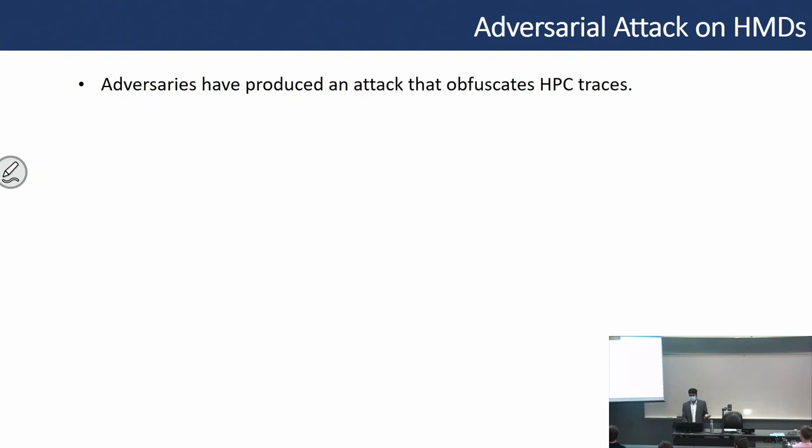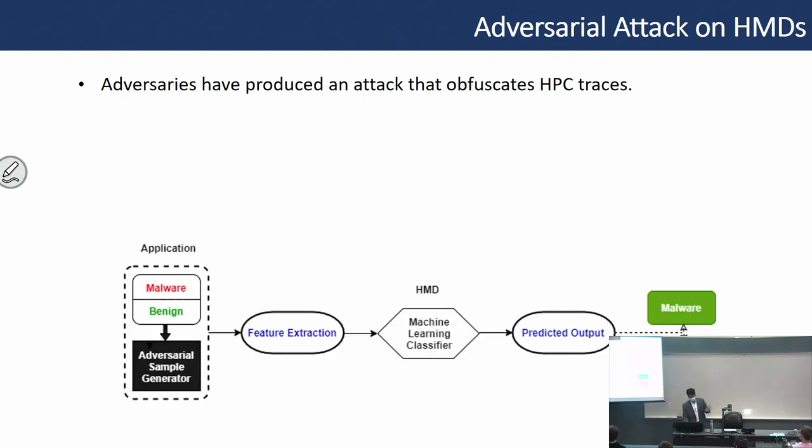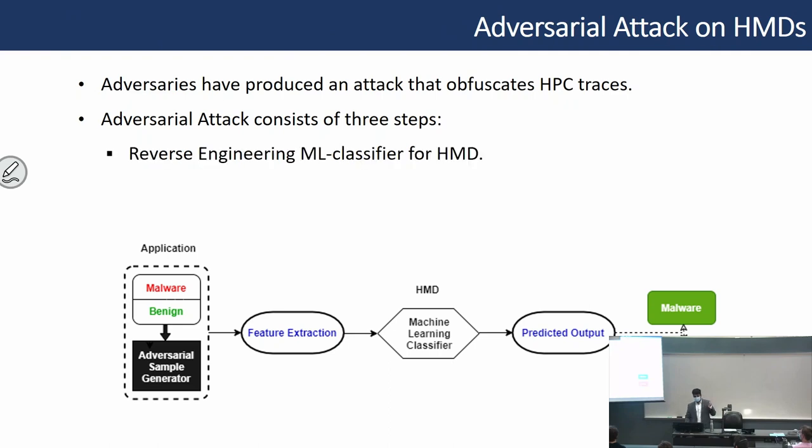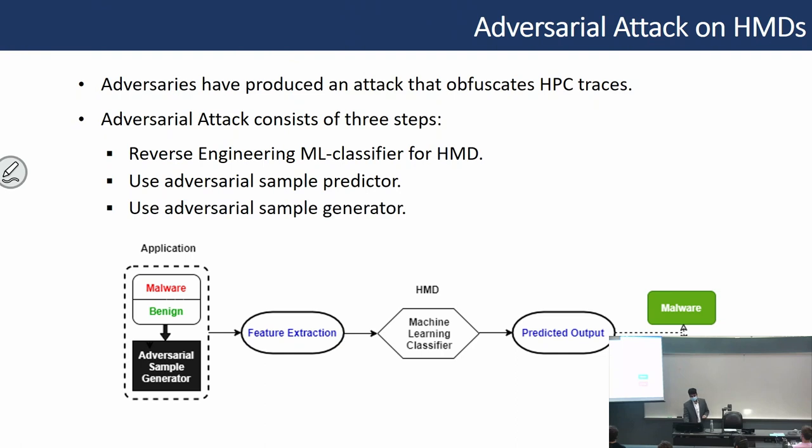Adversaries have produced an attack that offers to get the HPC traces. This is how they do it. Let me explain. This consists of three steps: reverse engineering the machine learning classifier, using an adversarial sample predictor, and using an adversarial sample generator. So how does this work? Basically, you can reverse engineer the machine learning classifier by using it as a black box. Remember, the machine learning classifiers we're using are random forest and small neural networks. These are not CNNs or convolutional neural networks. These are very simple machine learning classifiers. So it's very easy to reverse engineer them, right?